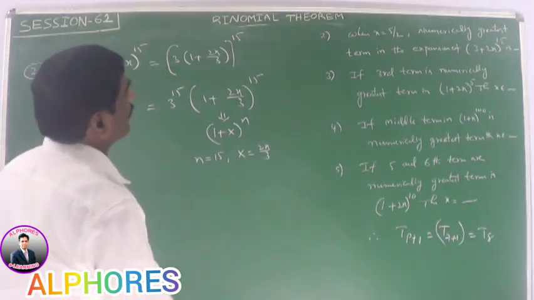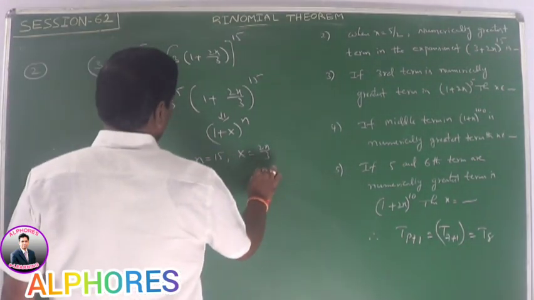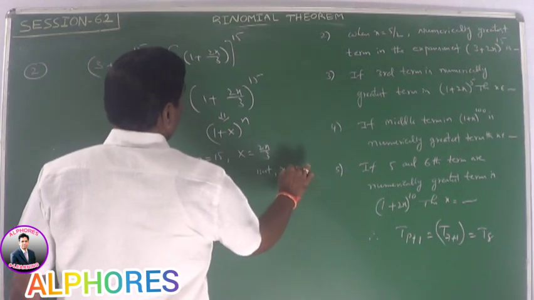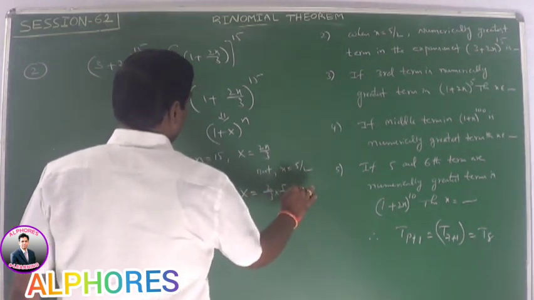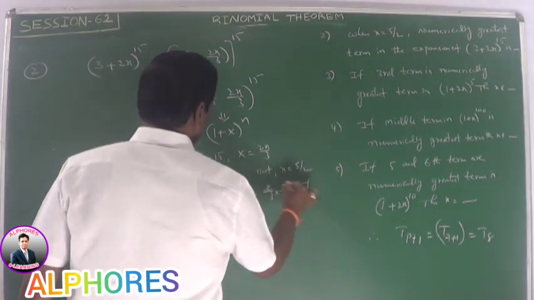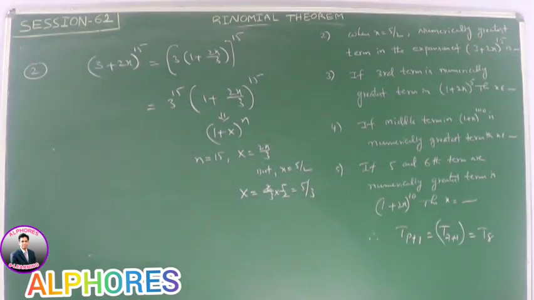But from the given, what is the value of x? x is equal to 5 by 2. That means capital X is equal to 2 by 3 into 5 by 2, that is equal to 5 by 3, after cancelling. Directly we find the capital X.